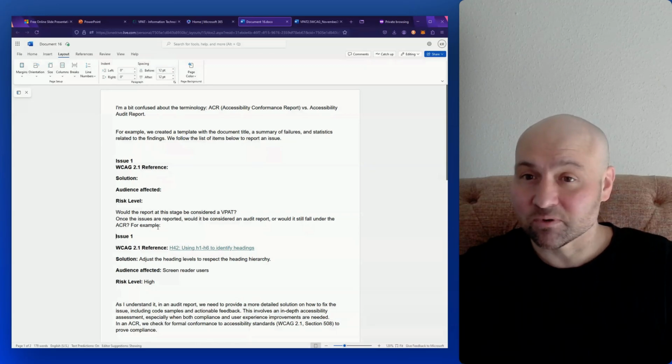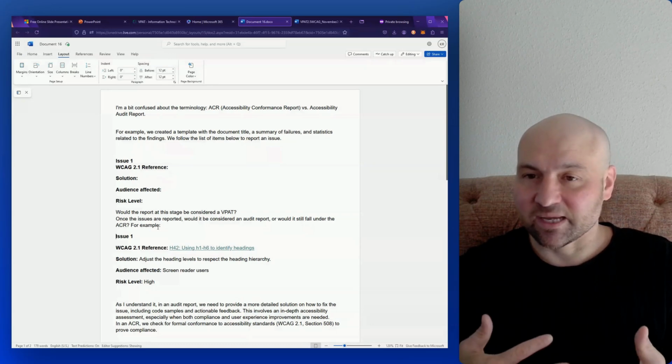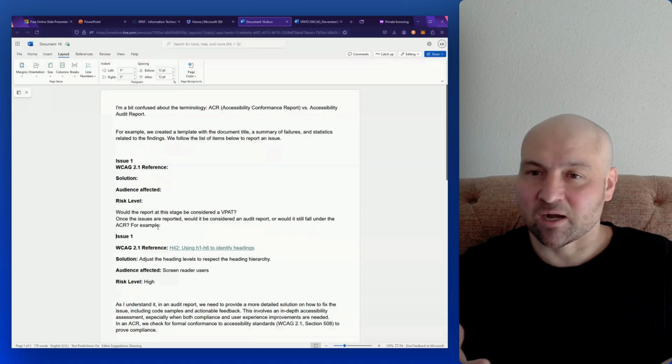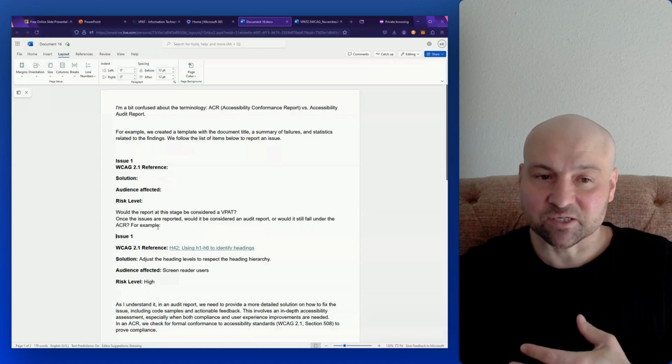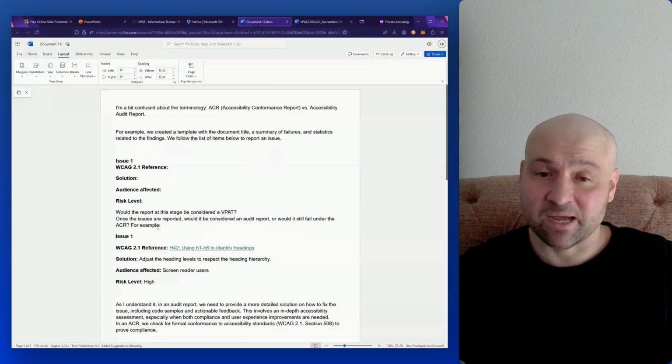So the issue would be reported, right? But then it doesn't necessarily have to. Not all audit reports include the same information. The ACR would be the completed VPAT. So once you fill in all of the applicable sections of the VPAT, then you would have an ACR. So once completed, the VPAT turns into an ACR.